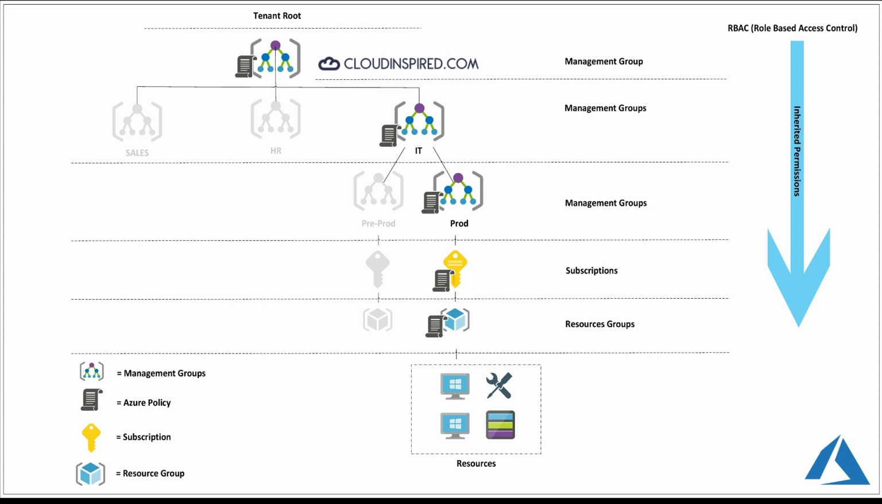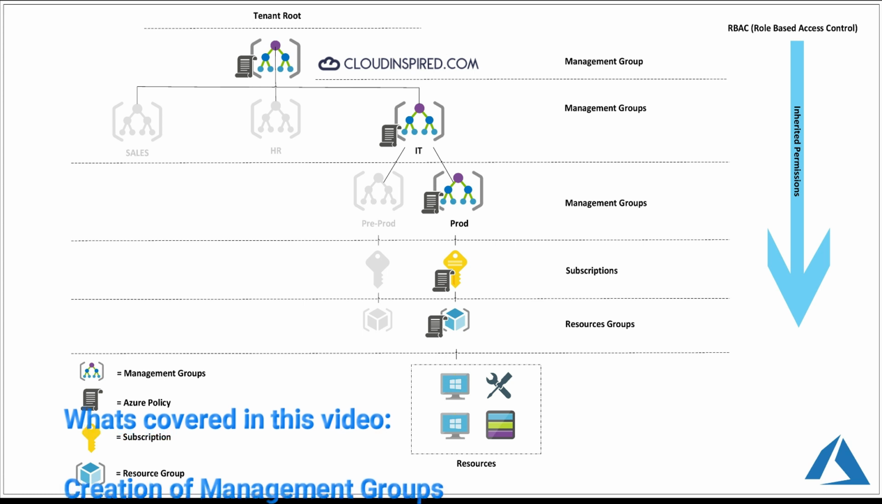We then create child management groups under the tenant root to fit your environment. For this scenario, we've created our company cloudinspired.com as our top management group under the tenant. And then we've created child management groups, IT and production on the right. On the left is an example of how we can expand this out for the future by adding more management groups such as HR and sales, therefore splitting up our environment, subscriptions and resources so we can control each subscription by using policy.